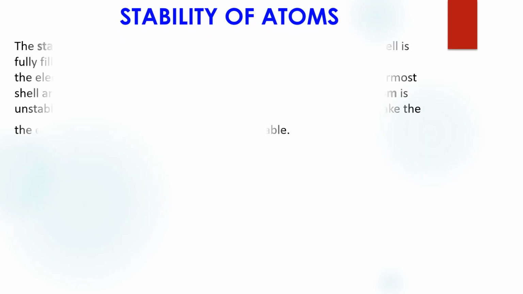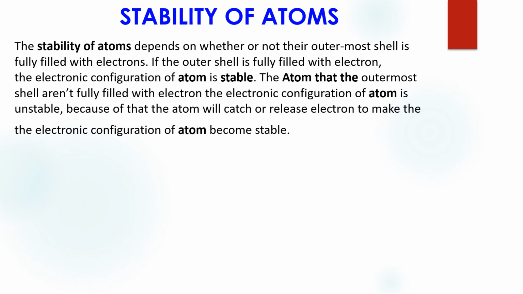Stability of atoms. The stability of atoms depends on whether or not their outermost shell is fully filled with electrons. If the outer shell is fully filled with electrons, the electronic configuration of the atom is stable. If the outermost shell isn't fully filled with electrons, the electronic configuration of the atom is unstable. Because of that, the atom will catch or release electrons to make its electronic configuration become stable.